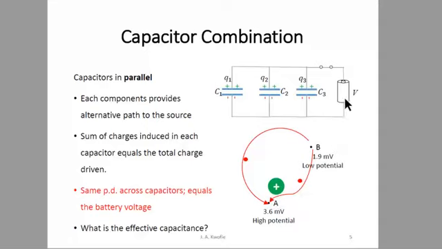Similarly, an electron from this side simply needs to get up here, and it doesn't matter which path it takes. It can go through this one or this one or that one. All that it needs is to come to this higher potential level. So if it goes through this one, it will lose the same amount of energy as going through this one or going through this one. Because they are in parallel connection, they provide alternative paths for charges to move through. So the key point is that the potential difference across each capacitor is the same.